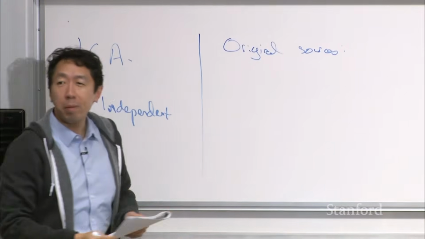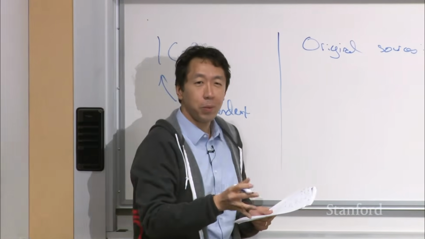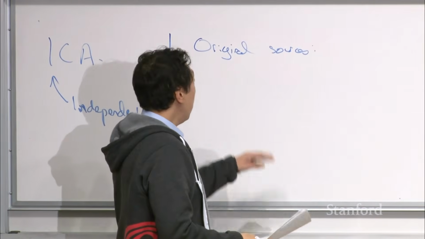And in the homework problem, we'll give you data with 5 overlapping voices and ask you to separate out not 2, but 5 overlapping voices.